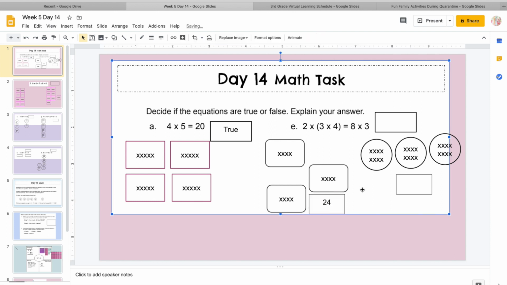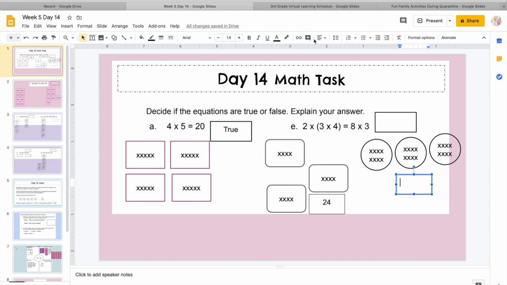Now I can look at this side of the equation. I know this side equals 24. In order to make this true, this side must equal 24 as well. So let's check. I did 3 groups, and inside each group are 8 x's. I'm going to start here. 8, 9, 10, 11, 12, 13, 14, 15, 16, 17, 18, 19, 20, 21, 22, 23, 24.